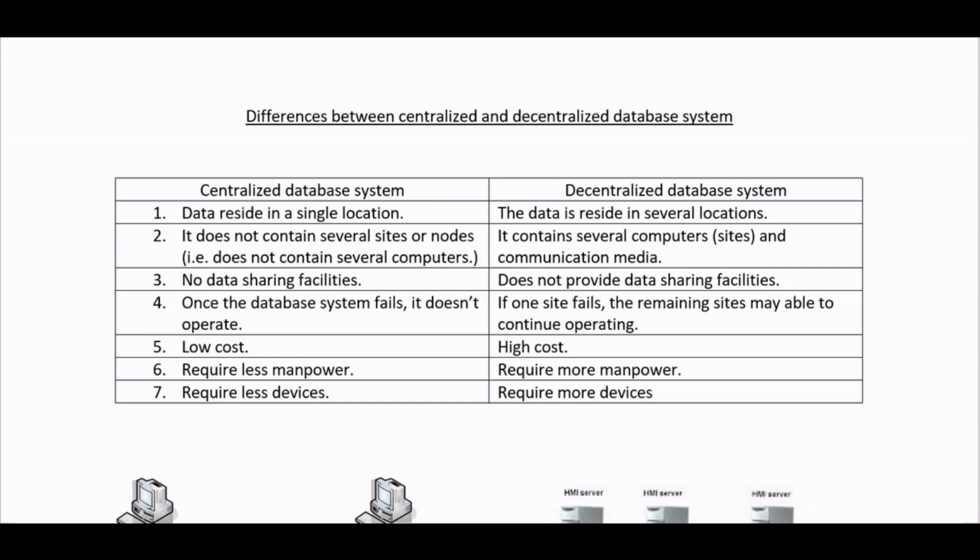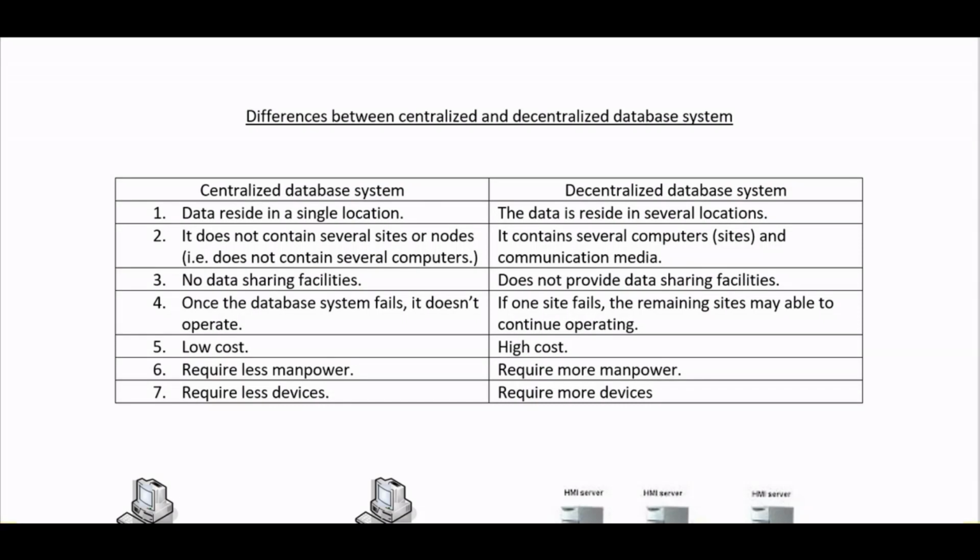And the fifth one is low cost. It doesn't require more cost to configure or manage. It requires less manpower and fewer devices. No need of extra devices to store the data, as it is stored in a particular computer which is accessed in an organization. We can't share that data with another organization.